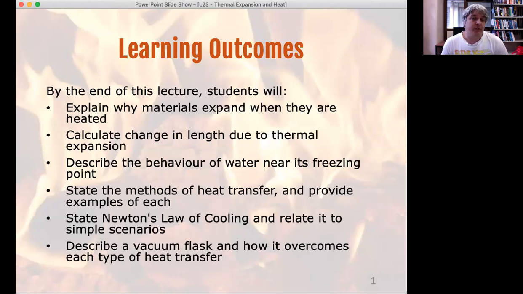And then, as I said, we want to look at heat transfer. So we already defined heat. Heat is the flow of energy between objects, energy moving from one object into another object and increasing its temperature. Well, not always increasing its temperature, as we'll see, but often increasing its temperature. We want to look at how it does that. Finally, we're going to meet Newton's law of cooling, which is a very brief topic, and we're going to describe the vacuum flask and talk about how it overcomes each of those 3 types of heat transfer that we'll meet in that part of the lesson.